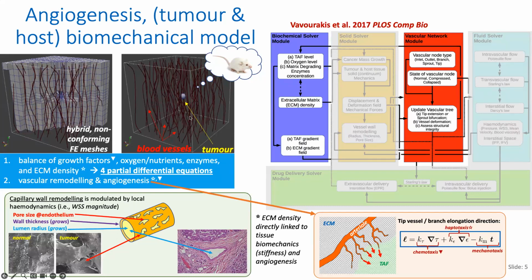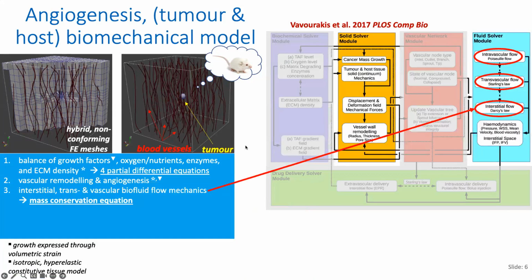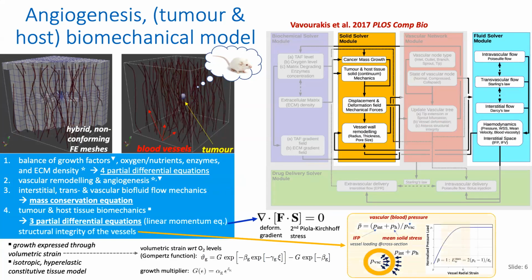So those were two non-conforming meshes coupled together. But apart from that, we also had the mechanics, the solid mechanics and the fluid mechanics. The fluid mechanics starting off in terms of interstitial fluid flow, so flow in the extracellular matrix, flow in the blood vessels, as well as the transport in the vessels of the ECM and vice versa.